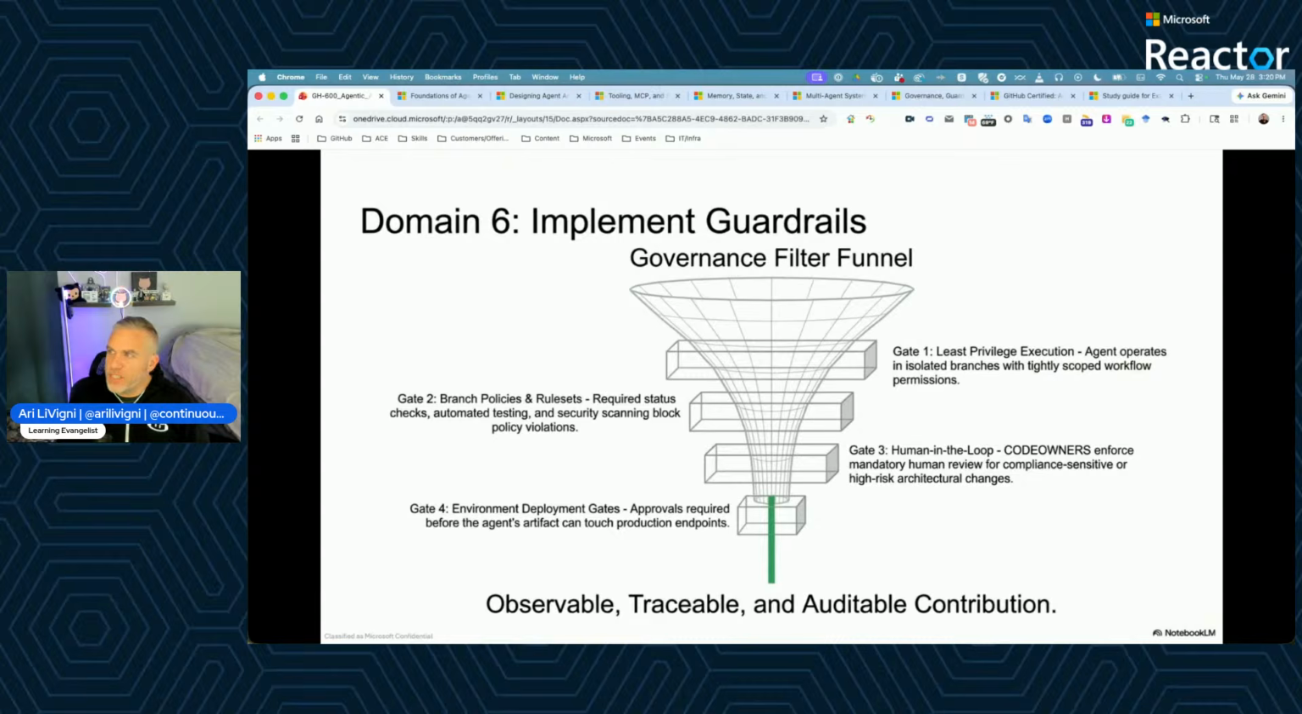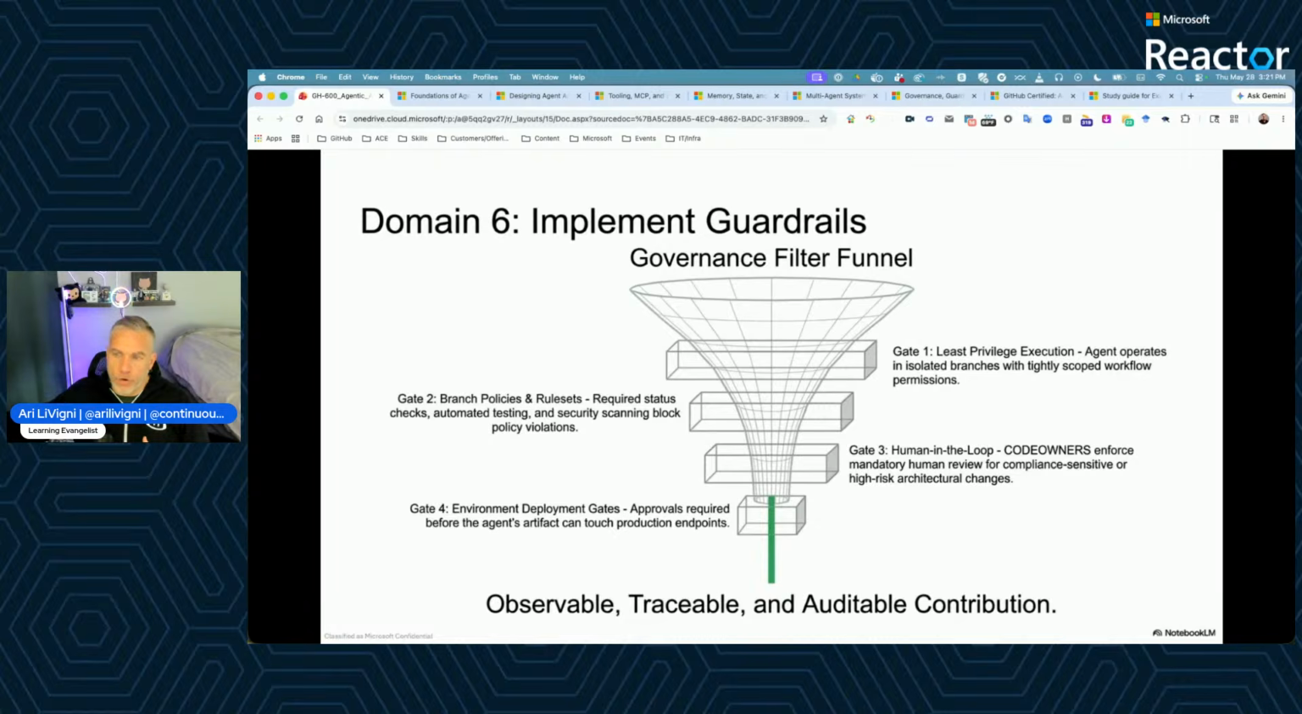And domain 6 is when we get into the governance and guardrails that we want to implement. This funnel of least privileges, as I said, execution. So you've got to understand what least privilege means. That's going to be important for the exam. The agent operates in isolated branches with tightly scoped workflow permissions, branch policies, rule sets. If you're not familiar with rule sets, I would read up on that. Required scans or CodeQL scans, any policy violations or things like that.